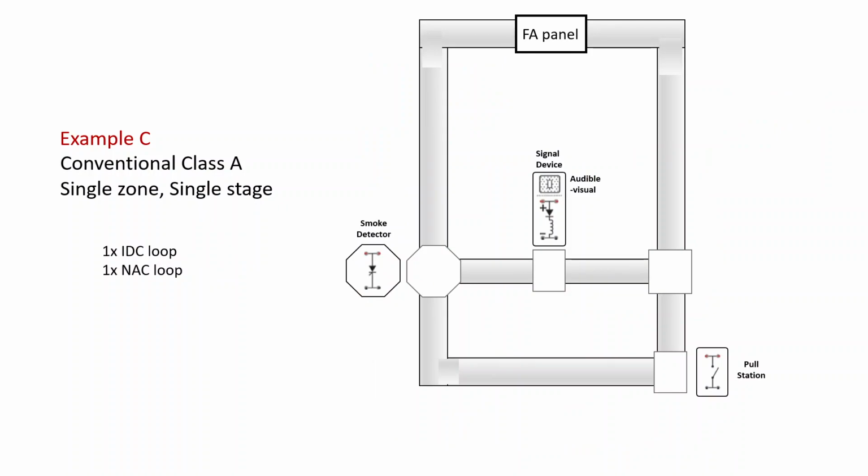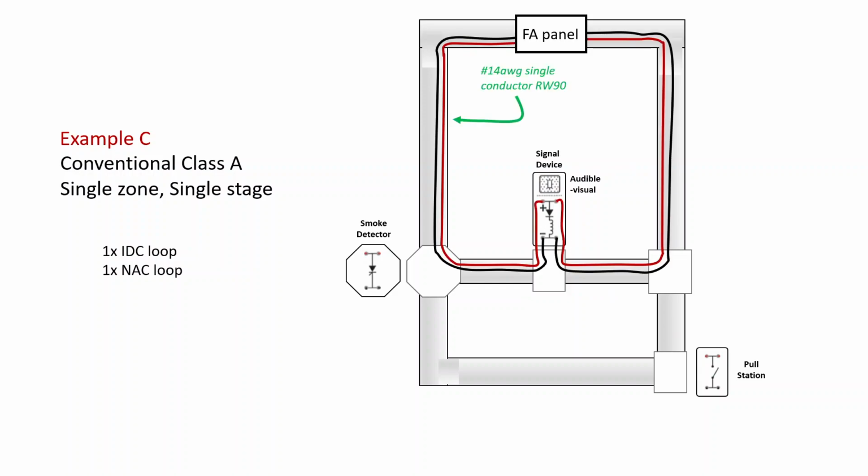Example C is a conventional Class A single zone, single stage. Out of the fire alarm panel, I'm first going to do my NAC loop, and this is going to be a Class A NAC. Not very common, but they still exist. So 14 gauge wire is going to be used into one conduit on one side of the fire alarm panel, which is the supply conduit, and then back on the return conduit.